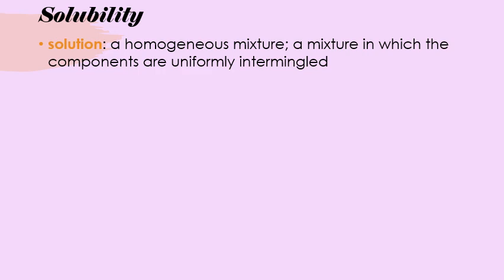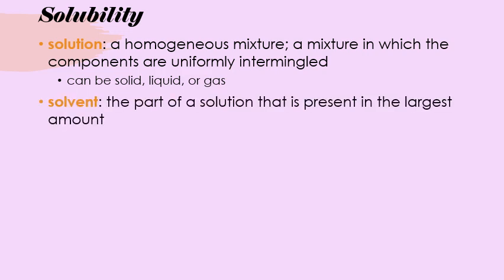A solution is another name for a homogeneous mixture. You'll remember that a homogeneous mixture is a mixture in which the components are uniformly intermingled, or everything's distributed evenly. Anywhere you sample in that mixture is going to be identical. That's what we're focusing on in this entire chapter. There are two major parts to a solution, and these can be solid, liquid, or gas. Not a big deal. The first part of a solution we call the solvent.